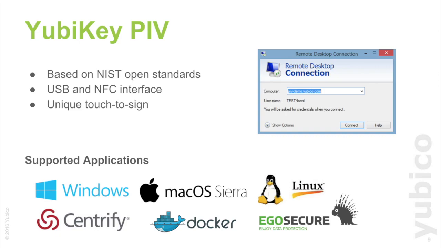It just plugs it in and works. It can be used for a whole host of smart card related activities, including code signing, login, SSL certificates, and other smart card providers. But what sets the YubiKey apart from other smart cards on the market, it has a unique touch to sign feature.